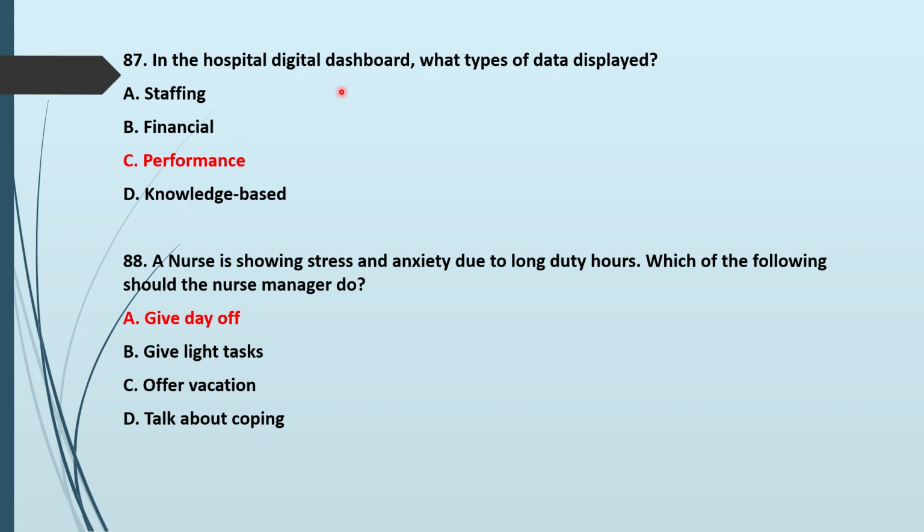In the hospital digital dashboard, what type of data is displayed? Staffing, financial, performance, and knowledge based. So in the hospital digital dashboard, the performance measures like what is the fall rate, what is the medication administration rate, what are the things that they are performing well, what are the things that they need improvement. So that performance data needs to be displayed in the hospital digital dashboard.